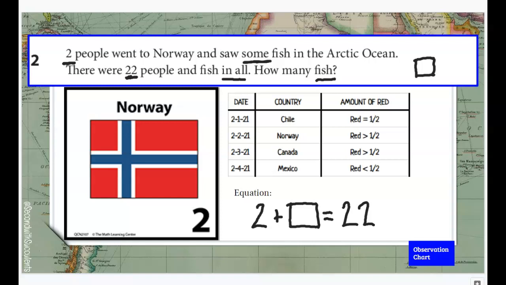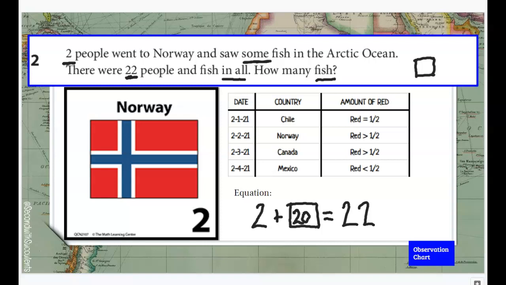Show a connection if you wrote 20 in the box. Good thinking. If we have 22 and we know there's 2 people, well, we can just think, take that 2 away, we'd have 20 left. Well, that would be 20 fish. You could have thought of this in a different way, too.